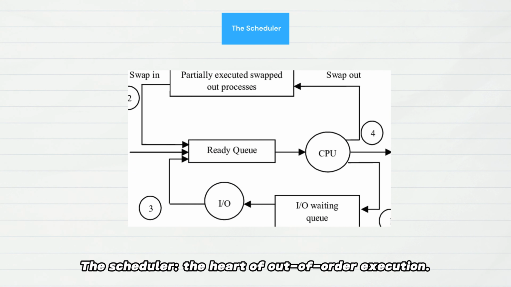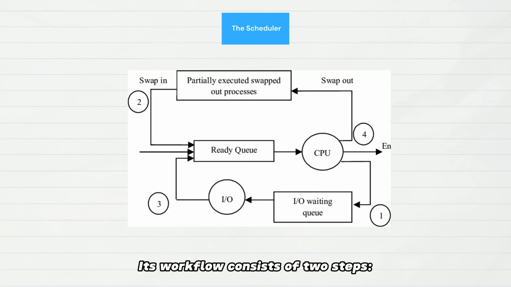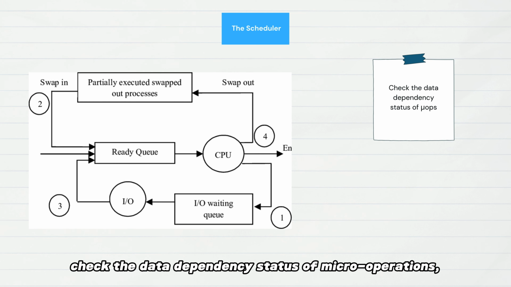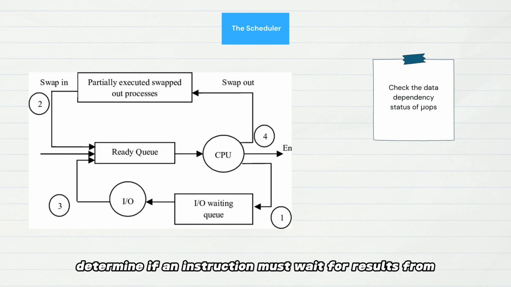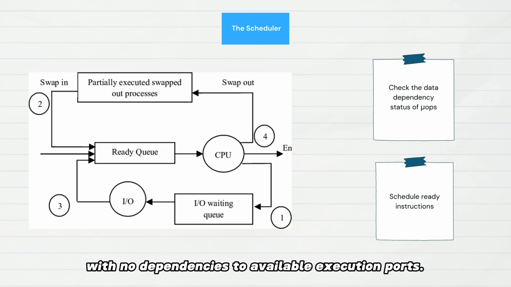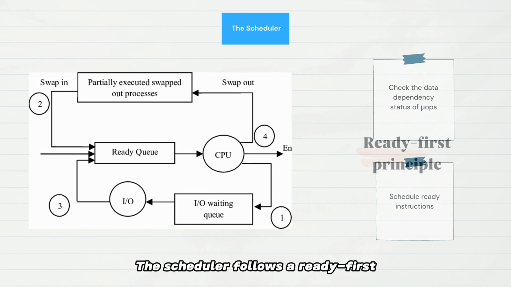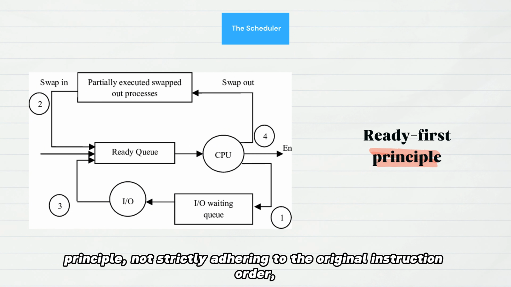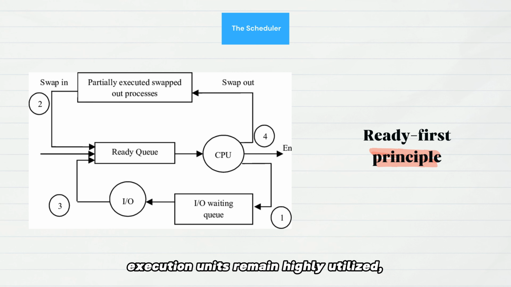The scheduler, the heart of out-of-order execution. Its workflow consists of 2 steps. Check the data dependency status of micro-operations. Determine if an instruction must wait for results from other instructions. Schedule ready instructions. Immediately allocate instructions with no dependencies to available execution ports. The scheduler follows a ready-first principle, not strictly adhering to the original instruction order, ensuring the CPU's execution units remain highly utilized and avoiding idle resources.